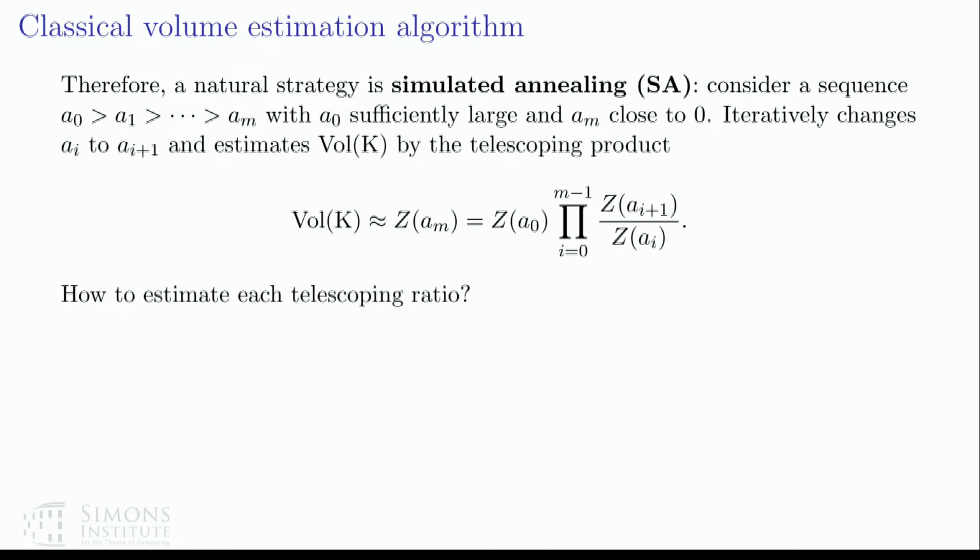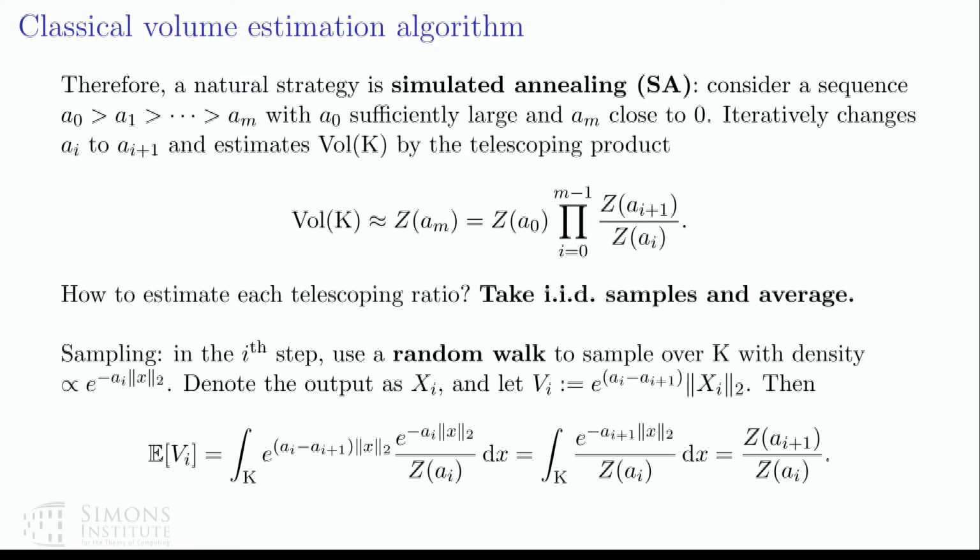This gives the motivation, because on the one hand, the left-hand side is something we want, and at the very beginning, this is something we know. But on the other hand, how do we estimate each telescoping ratio? For each telescoping ratio, we take some IID samples inside the convex body, and we take the average. So what do I mean by that? If you are given the ability to sample from the corresponding density, e to the minus ai times the L2 norm of x, and you denote the output as a random variable xi, and correspondingly denote a random variable vi like this, then the expectation of this random variable, if you take the corresponding integral and make a calculation, is just the telescoping product that you want.